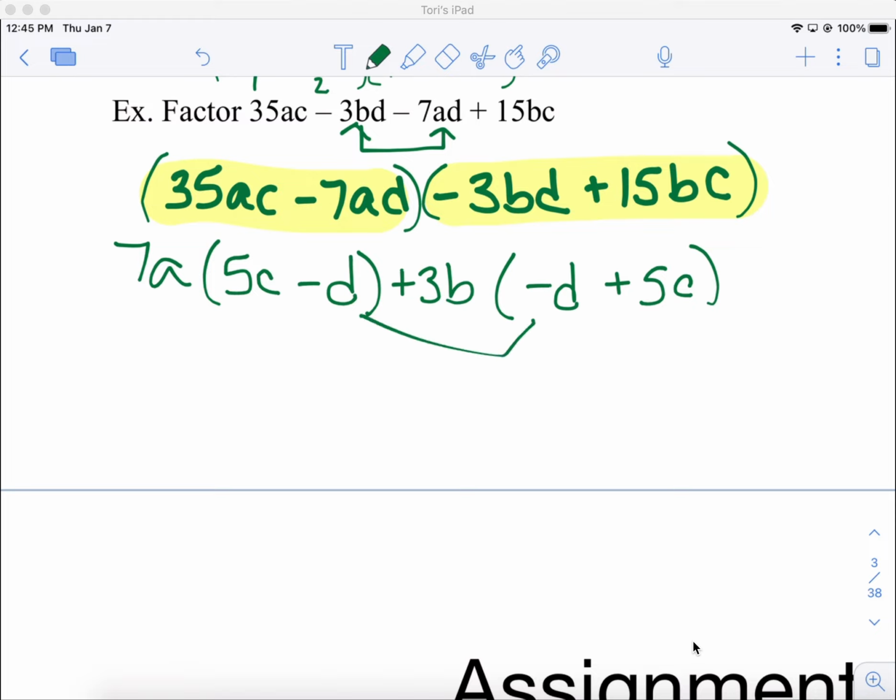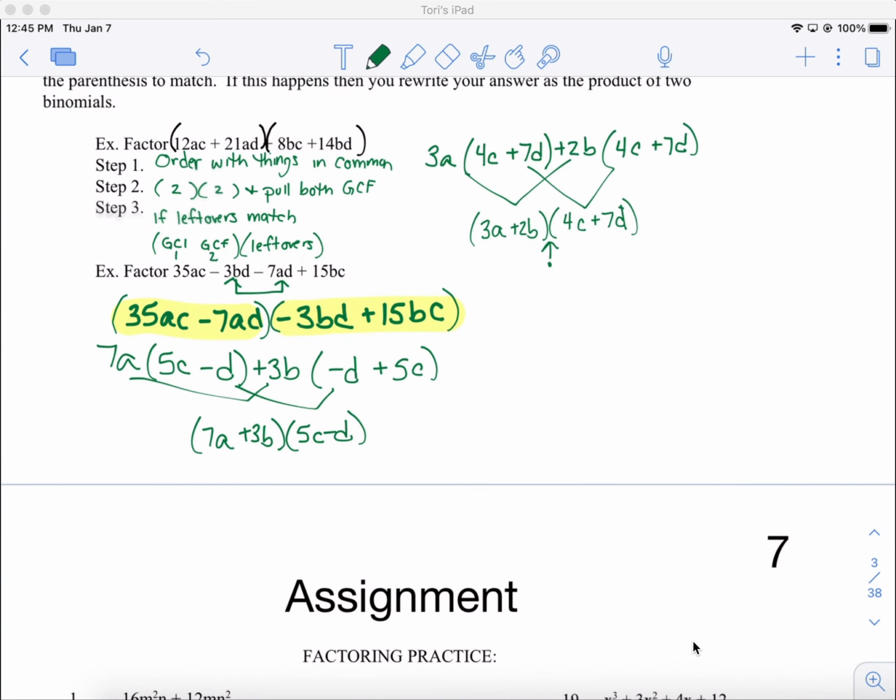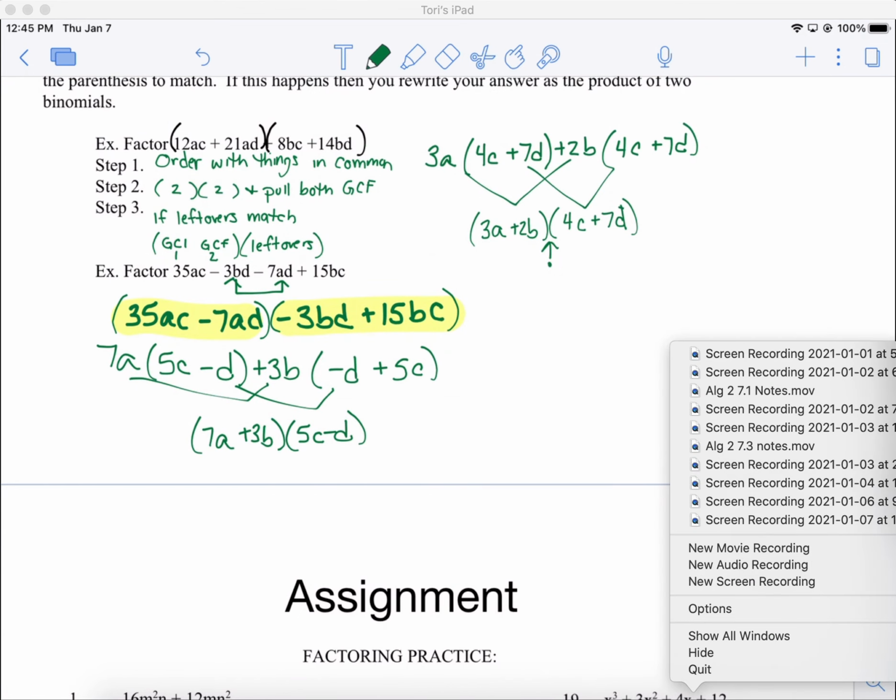So if I write them together, it doesn't matter which order you go in, I'm going to put the positive first. The pieces that are in common are my second factor. The GCFs are my first factor. So 7A, and that's a plus 3B. That's what factor by grouping looks like. If you need to pause, write anything else down, we are finally done with the notes for 8.1.